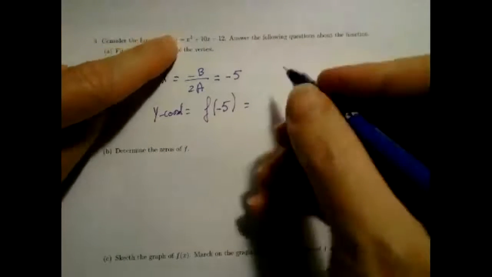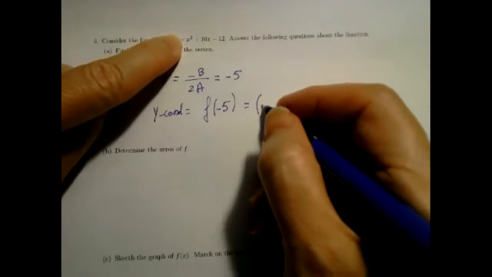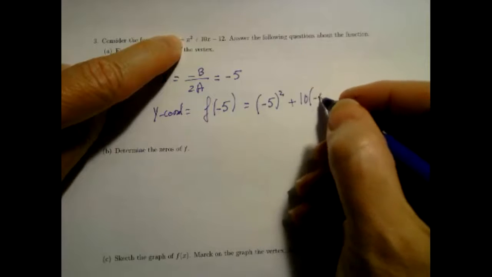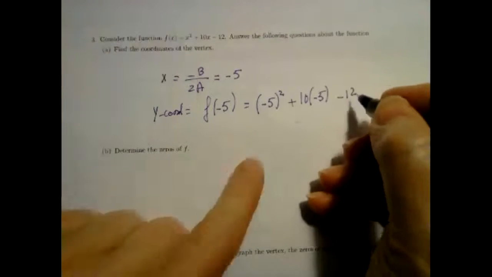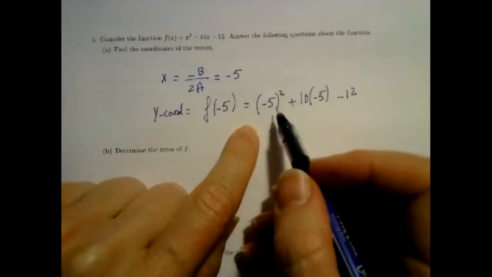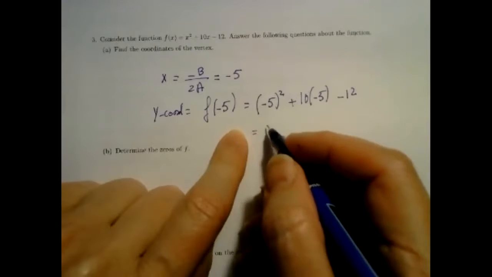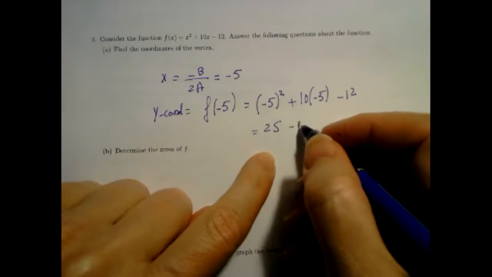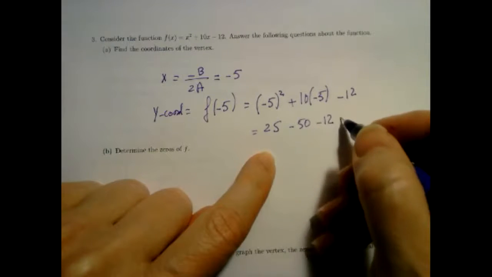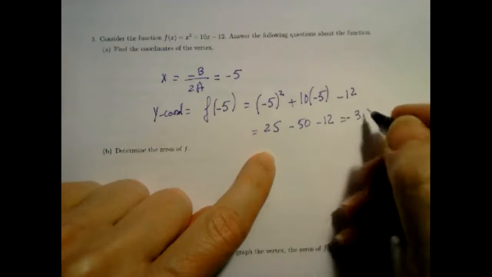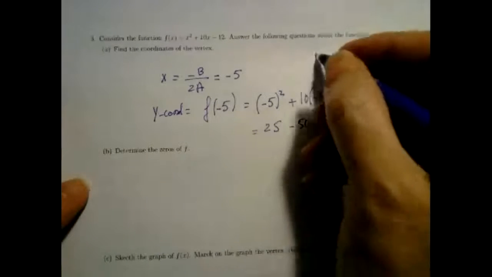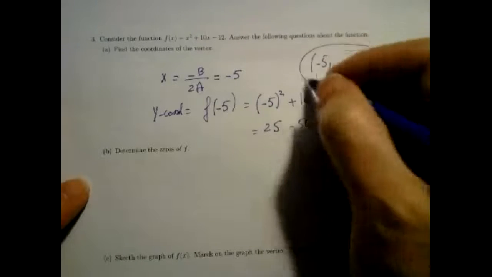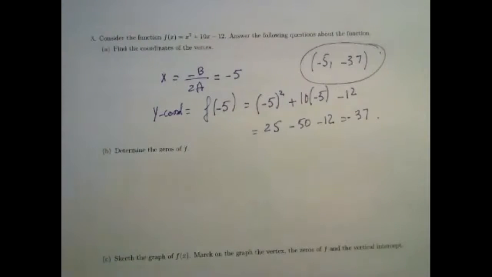And here some of you had a mistake. When you plug in x here, you get the quantity minus 5 squared minus 12. But the quantity minus 5 squared is positive 25. Some of you got it as minus, which is not correct. 25 minus 50 minus 12, and you do the math, you get minus 37. So the vertex is (minus 5, minus 37). That's the part I wanted you to memorize.